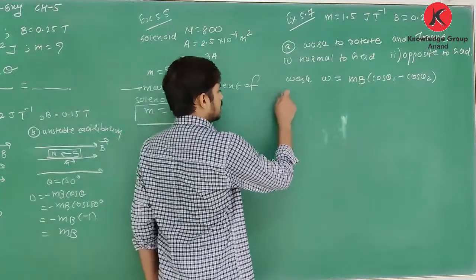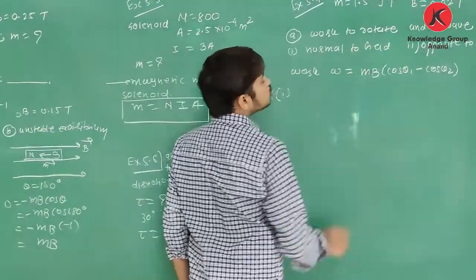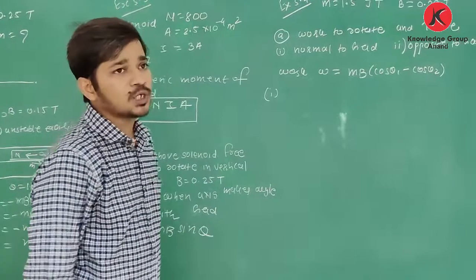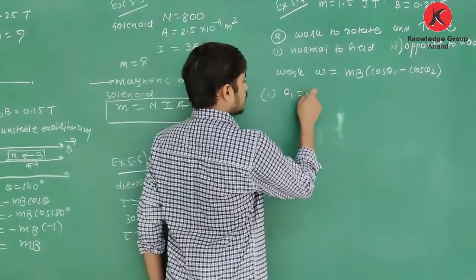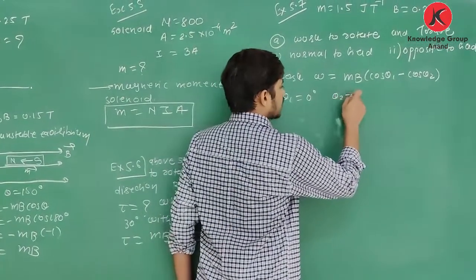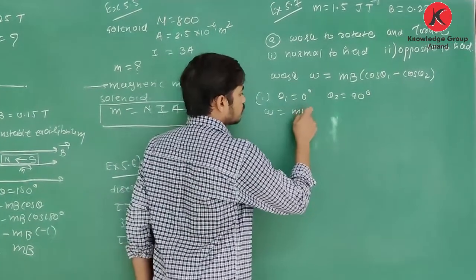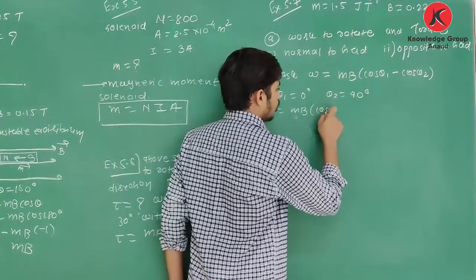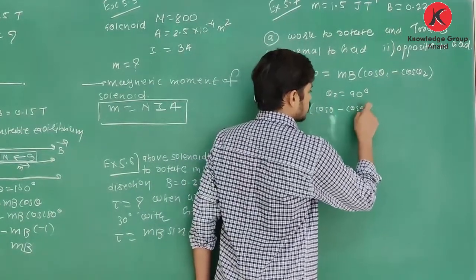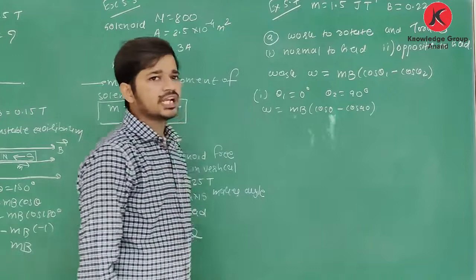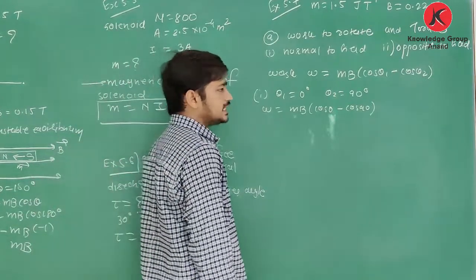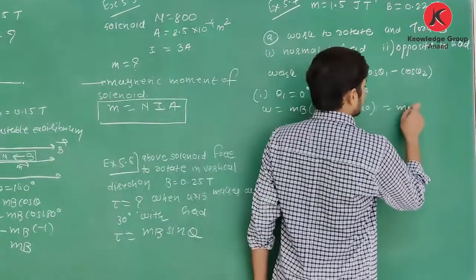First case: you have to rotate the magnet normal to the field. So theta 1 is equal to 0 and theta 2 is equal to 90 degrees. So what is the work? W is equal to mB (cos 0 minus cos 90). Cos 0 is 1 and cos 90 is 0, so it is equal to mB.